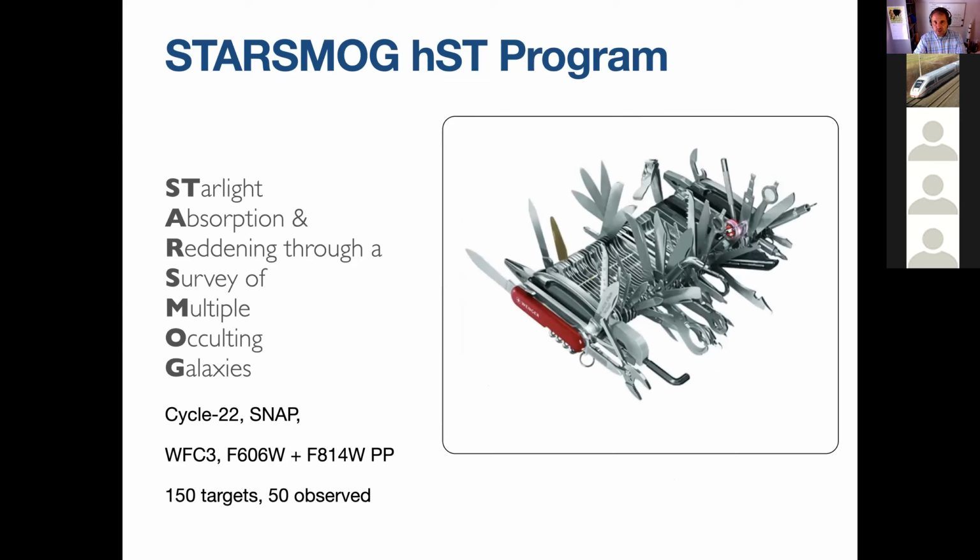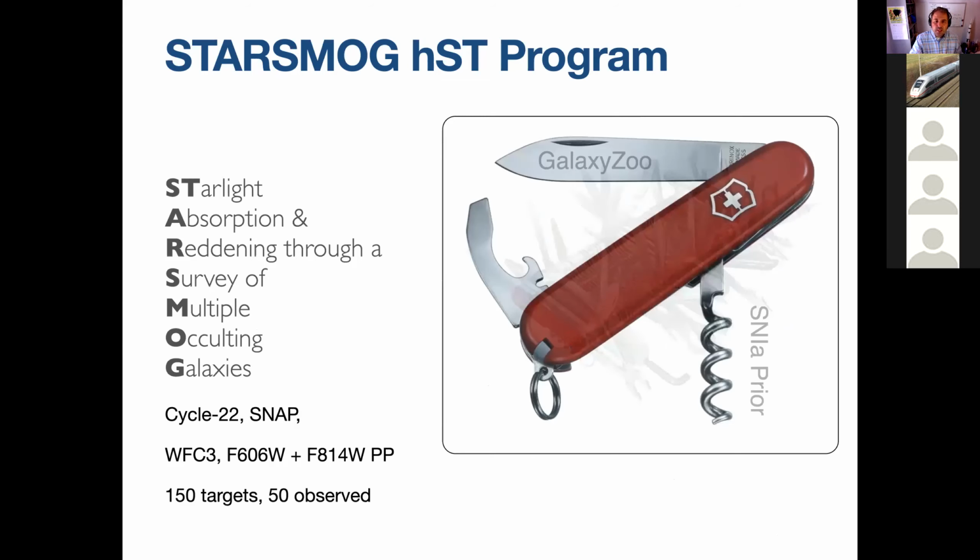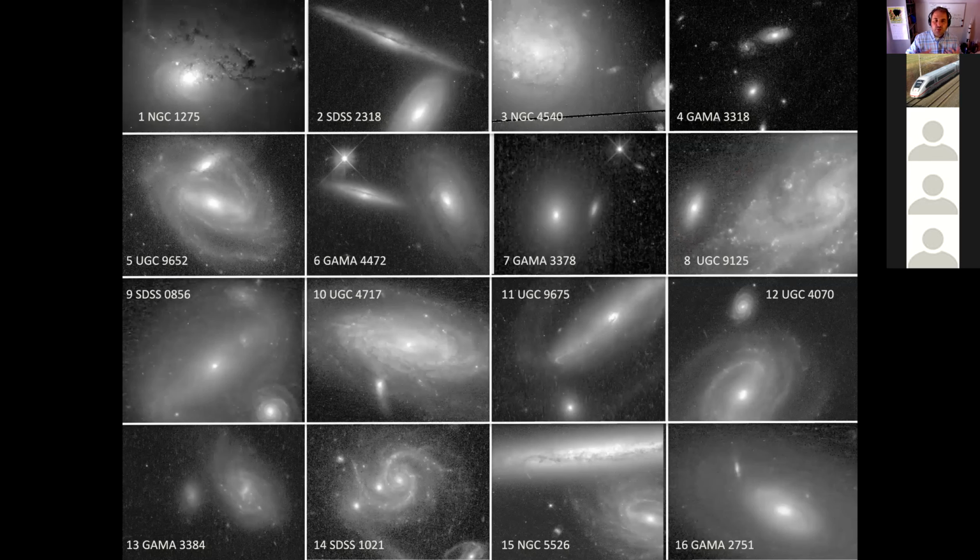So that is the StarSmog project. That is the starlight absorption reddening through the survey of multiple occulting galaxies. StarSmog is also what the dust is. And so we look for those with Hubble later, and go look for the dusty structures there.